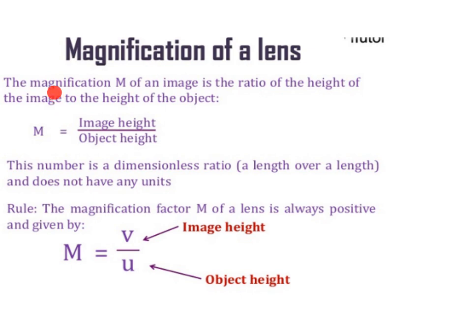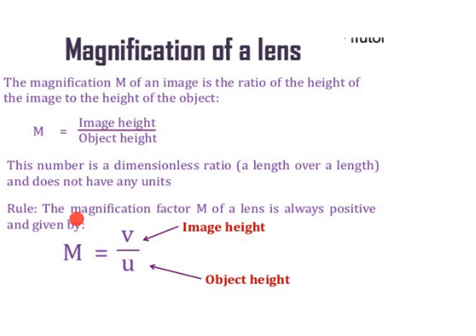So what is magnification? The magnification m of an image is the ratio of the height of the image to the height of the object. So M is the image height upon object height. This number is a dimensionless ratio, a length over a length, and does not have any units.